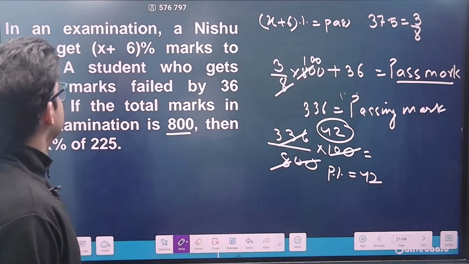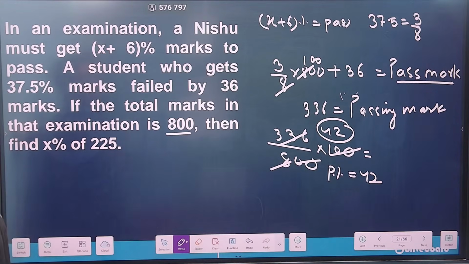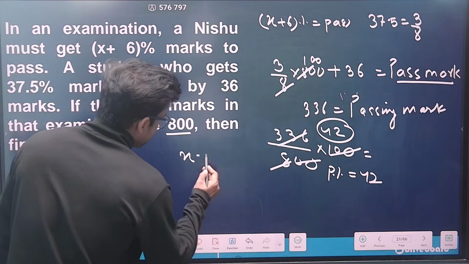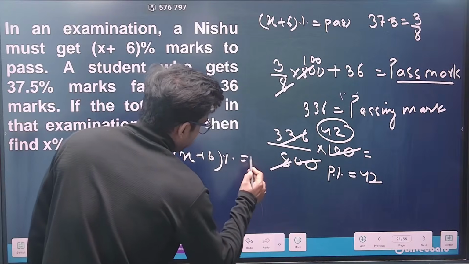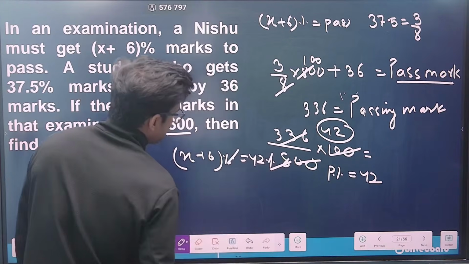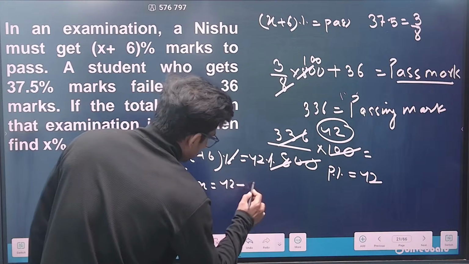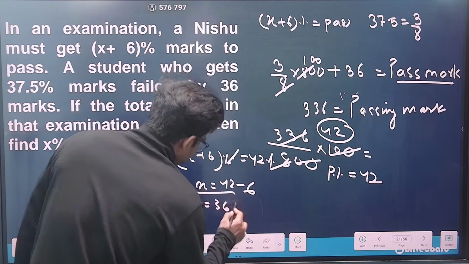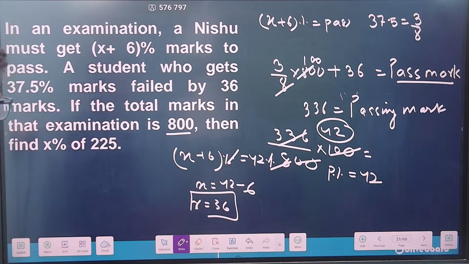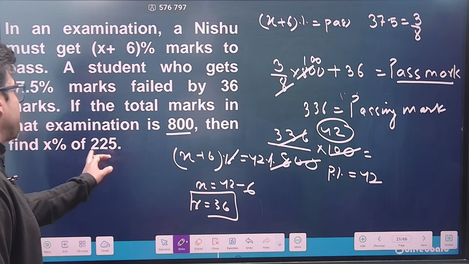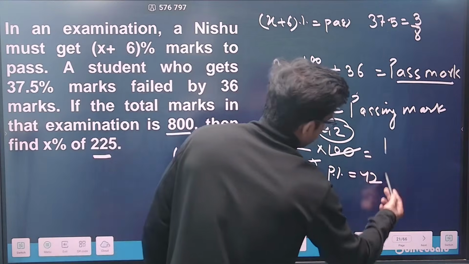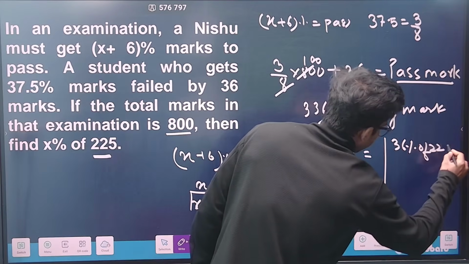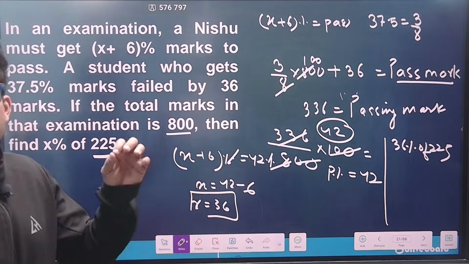Correct? And in the examination, Nishu must get X plus 6% marks to pass. So again, you can say that X plus 6 percent is equal to 42 percent. Percentage gets cancelled out. So X equals 42 minus 6, which is 36. So X equals 36, correct? Isn't it, everyone? So slowly I need to figure out 36% of 225.